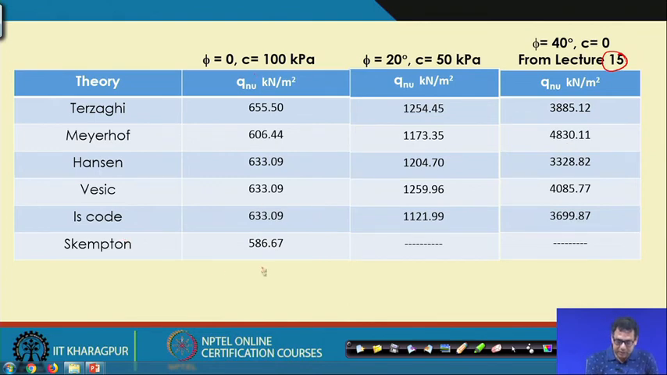So, from here you can see for only cohesive soil, this Skempton is giving the lowest one. These three values are the same, okay, for all these three methods, and Meyerhof has given slightly lower values. Okay. From these 5, this is the lowest, and here all the theories have given more or less the same values, and here Meyerhof has given slightly higher values, and Terzaghi's bearing capacity theory is giving values almost the average value. But it is not the case in all the cases.